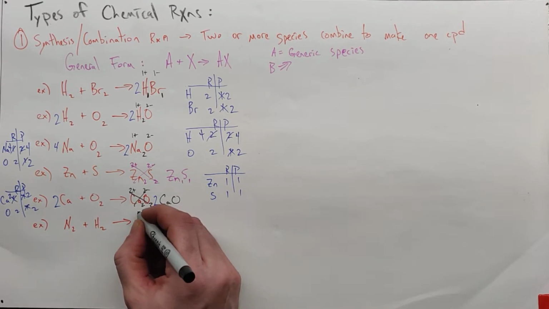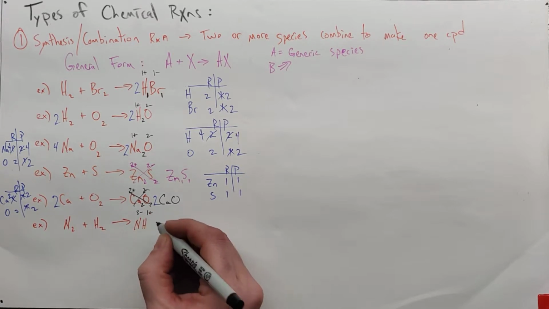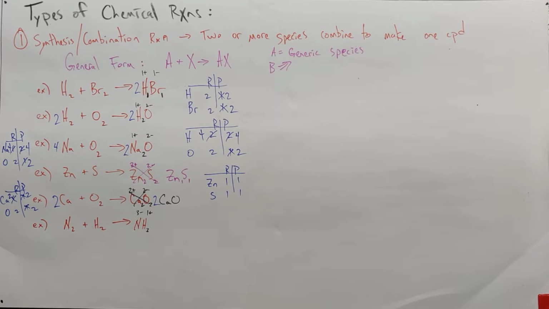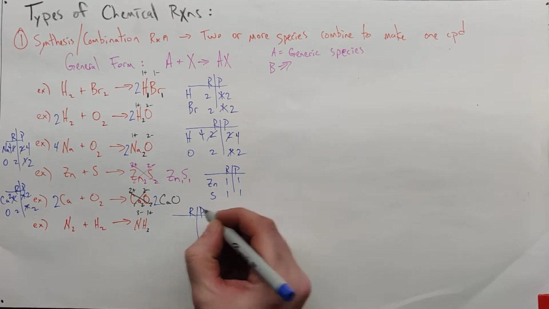Nitrogen's group 15, so we expect a 3-. Hydrogen is group 1, so we expect a 1+. And so if we move the 1 down there and the 3 down there, we get NH3, right? And we are going to have to balance that, not just because we're going to show the work for everything, but because it's not balanced.